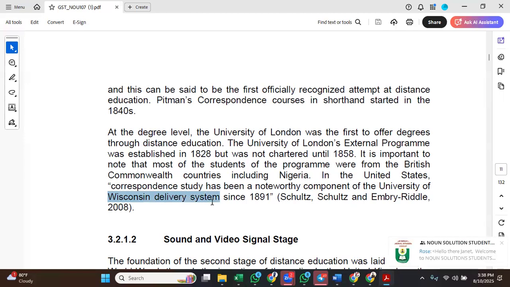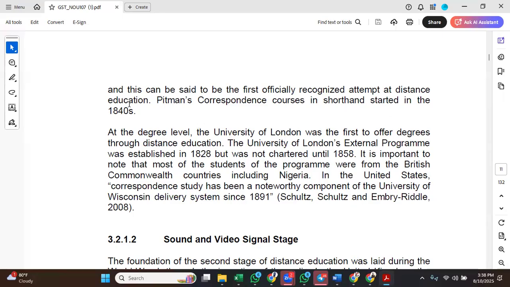Wisconsin. Is it clear now? Yes, it's clear now. Let us match it now.